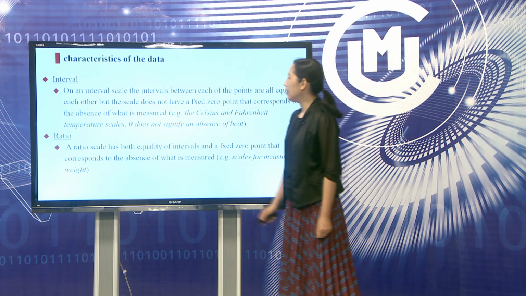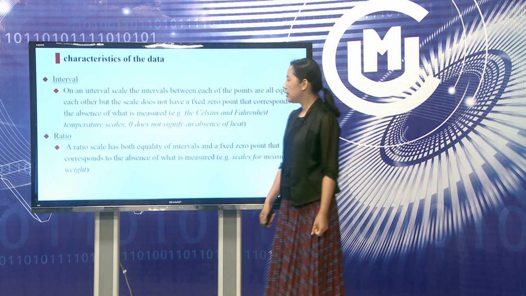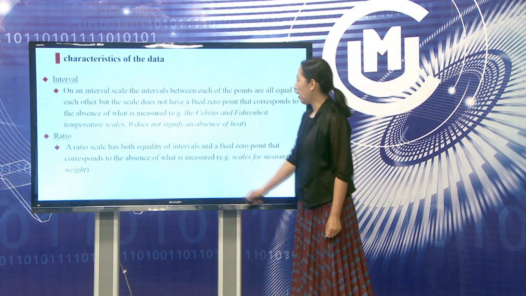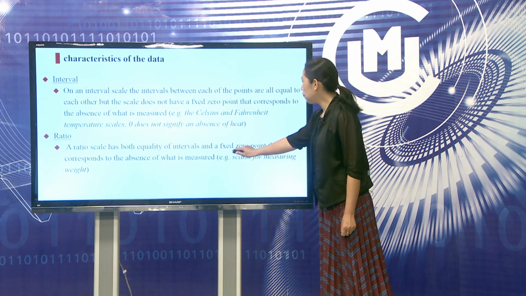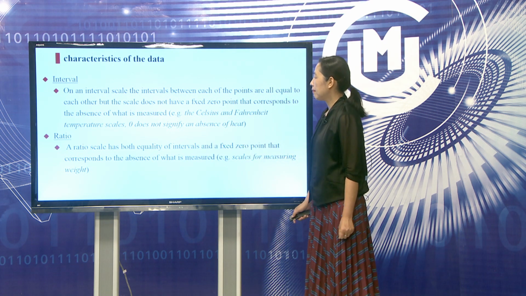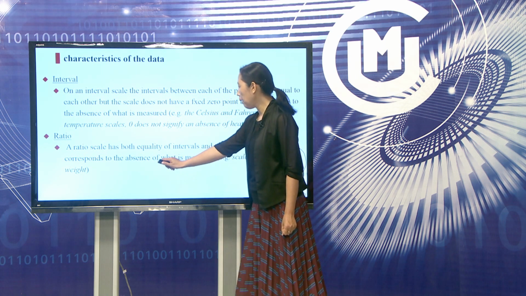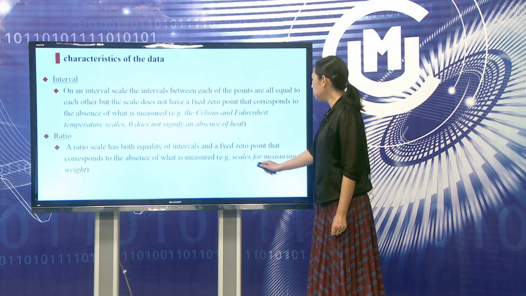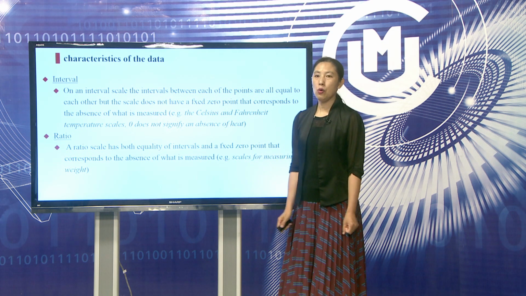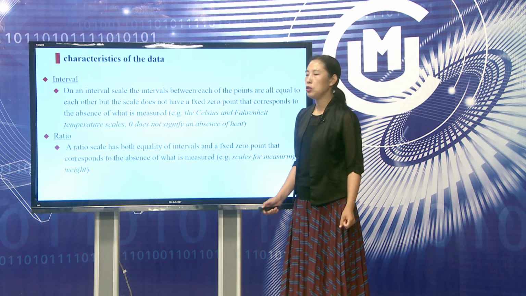And the last one is ratio data, the ratio scale. So a ratio scale has both equality of intervals and a fixed 0 point that corresponds to the absence of what is measured. For example, we measure weight. So when you get 0 weight, it means no weight, right?